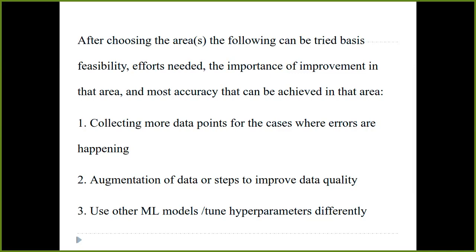That is, we can apply some filters on those images and check how to identify the cat from them. Okay, then augmentation of data or steps to improve the data quality. Use other ML models or tune hyperparameters differently. It means here not only pre-processing is required, we can also go for applying some other ML techniques as well, other than the existing steps.